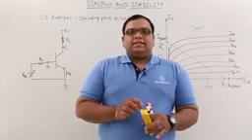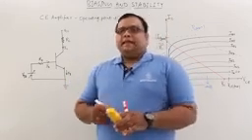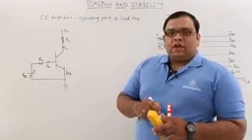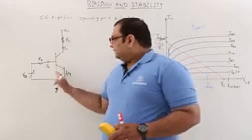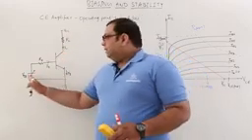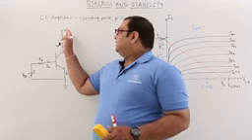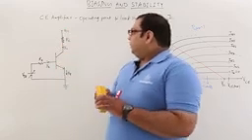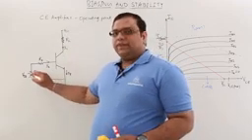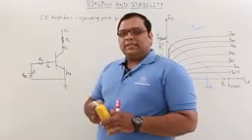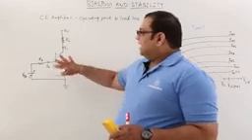In this class, let us discuss the CE amplifier, its operating point, and the load line concept. In this circuit, we have the CE amplifier connected with VBB, the base voltage, and VCC, the collector voltage. Normally we take VCC and VBB as variable to get the output characteristics of the transistor. First, let us analyze the circuit.